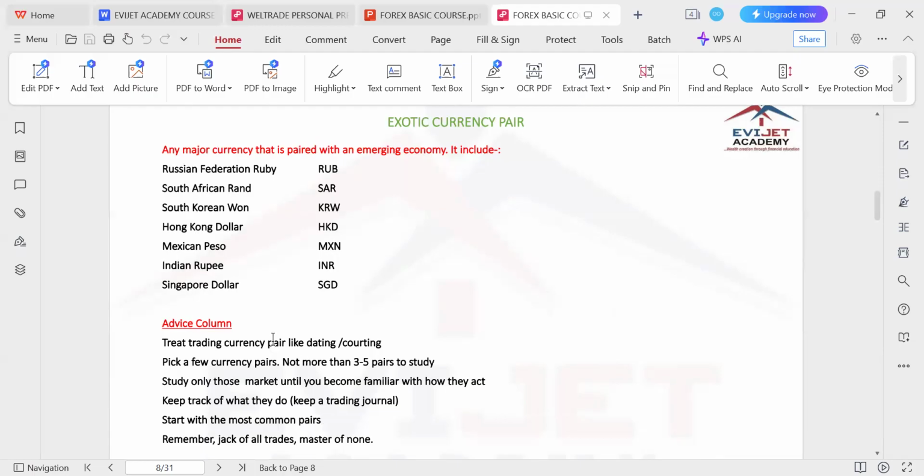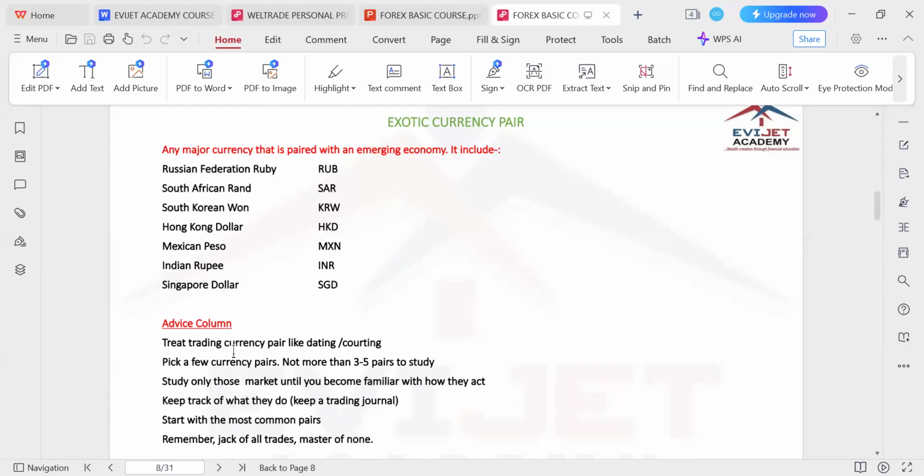Okay, so let's look at the advice column. It says treat currency pairs like dating. When you want to start trading, you don't trade everything. You should have 2 or 3 that you trade. One thing about the market is that if you really study a particular pair, you will know how it moves, when it's trending up and when it's trending down. You will know each level of support and resistance because you understand the behavior of that pair. But if you are open to trading everything, you may not be focused. That's what this is trying to say.